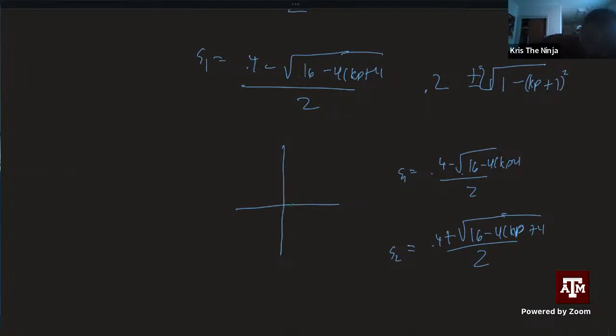Let's say KP is negative 4. That's gonna end up being the square root of 16, which is 4 over 2. That's just 2. So 0.4 plus 2, so 2.4 might be right here, and then minus 2.4 right there. So we know that it's going to basically be going up like this.